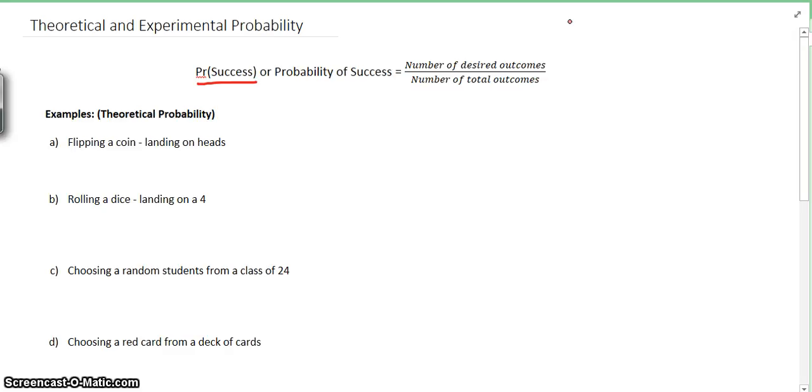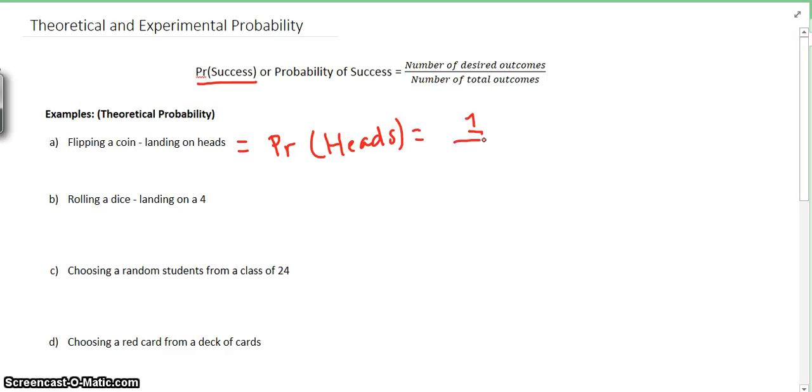So let's look at the example of flipping a coin and landing on heads in this particular case. The probability, this is how we should write it mathematically, probability of landing on heads, or you could write it in words, is equal to the number of desired outcomes. Let's have a think first. On a coin, there is a heads and a tails. We want it to land on heads. How many heads are there on a coin? Just one. So we're going to put 1 right there.